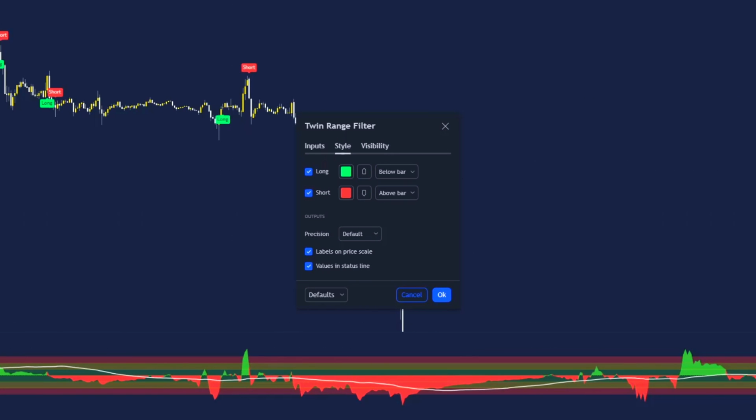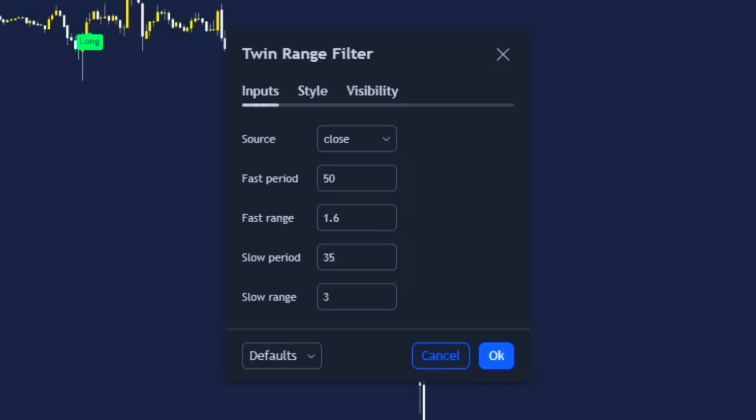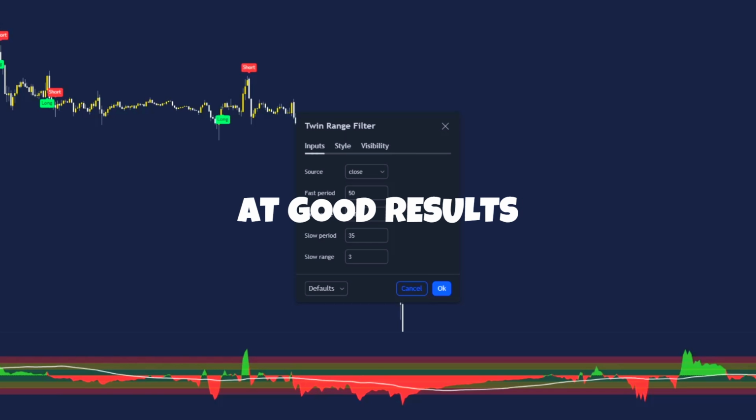Click on your settings and leave the style the same. Now, this is where we're going to change the indicator settings. On the inputs, change the fast period to 50, change the slow period to 35, and change the slow range to 3. And when taking buy and sell trades, these settings will give us the best possible chance at good results.